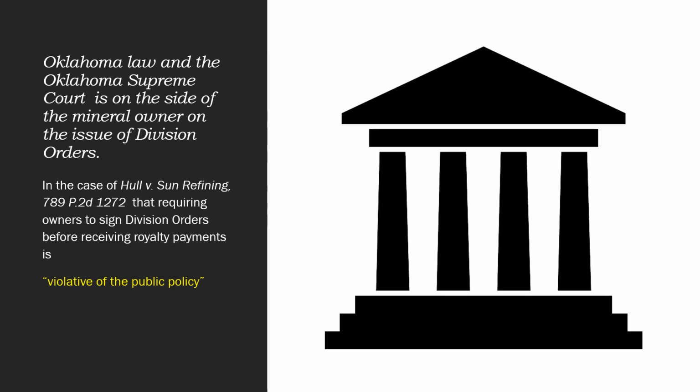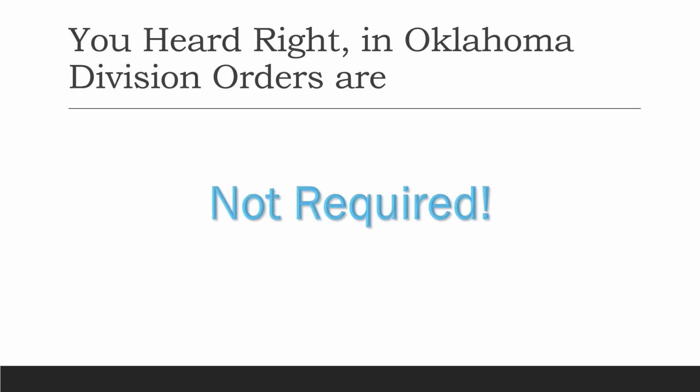The Supreme Court considered that, reviewed the law, and came to the conclusion that requiring owners to sign division orders before receiving payments is violative of public policy, and they ruled for the mineral interest owner. Here's my favorite part. The company withholding payments was required to pay the owner's attorney fees and costs. You heard right. In Oklahoma, division orders are not required.